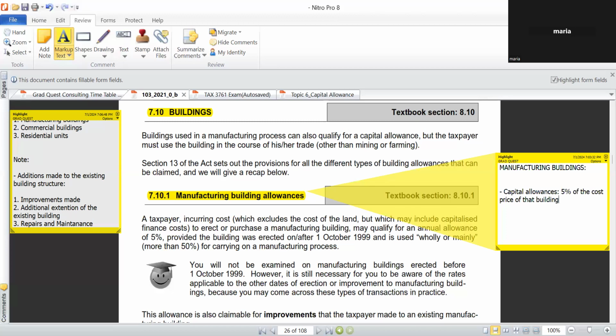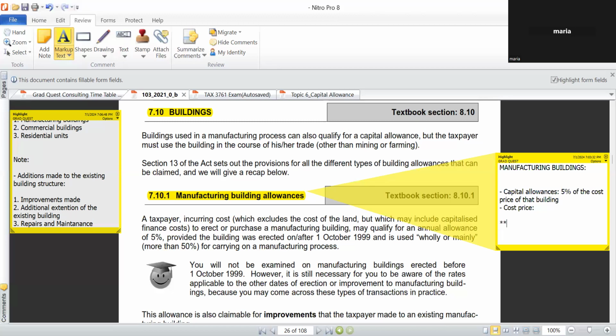Okay, so they will allow you 5% of the cost price of the building. So the next question that should come into your mind is, what is it that makes up the cost price of the building, the manufacturing building in this case? When you're talking about the costs of the building, it can include quite a number of things. It can include the cost to pay for labor of the people that actually got involved in building that property or that structure together.